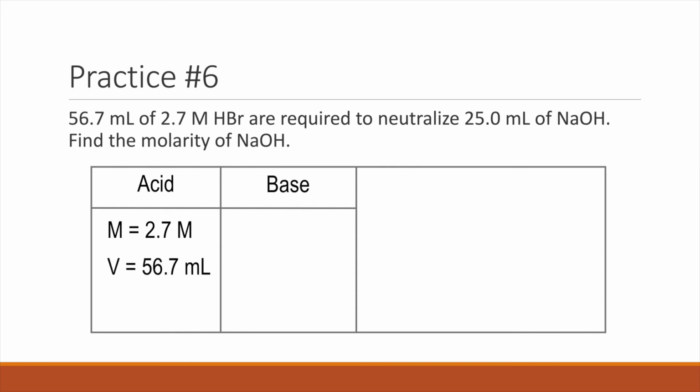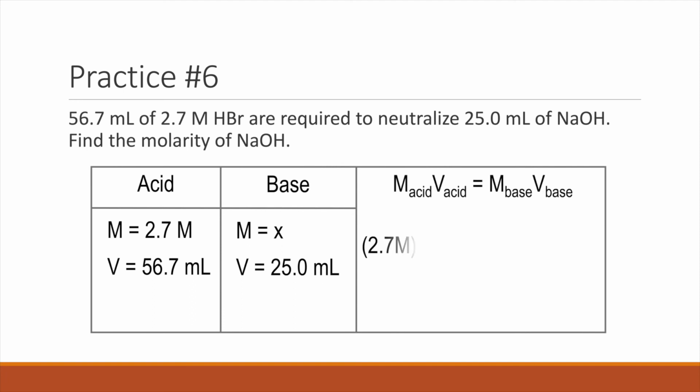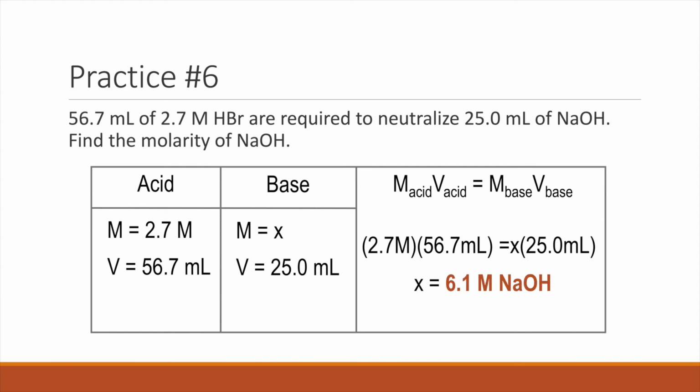Next, I want to find my base. So it says that amount is required to neutralize 25 milliliters of NaOH. Find the molarity of NaOH. So I don't know my molarity. I know my volume is 25 milliliters. So when I plug in here, I've got 2.7 times 56.7 equals x times 25. So I'm going to take that left side, divide it by 25. I get 6.1 molar NaOH.